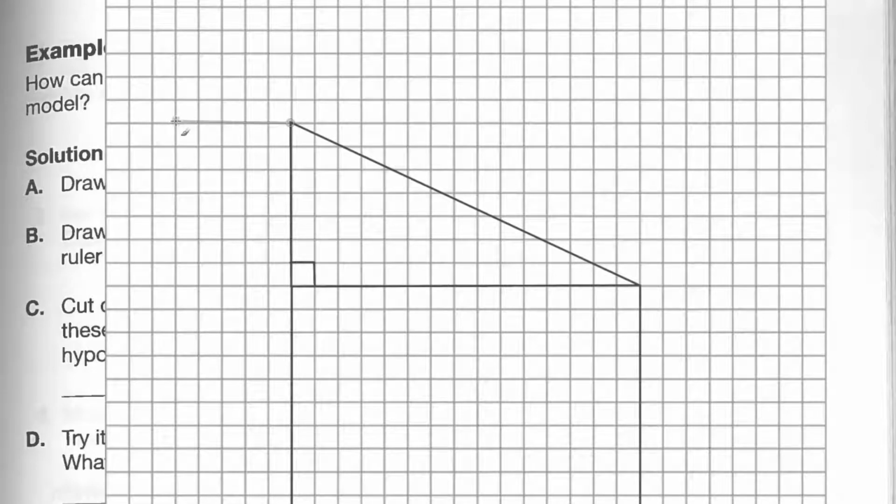And I will draw a square this way. 1, 2, 3, 4, 5, 6.